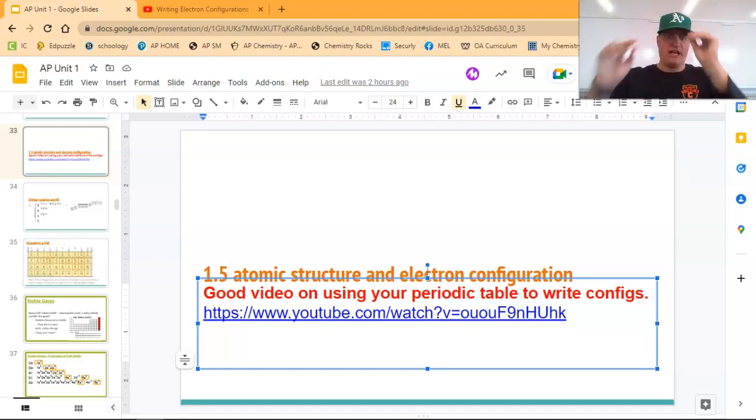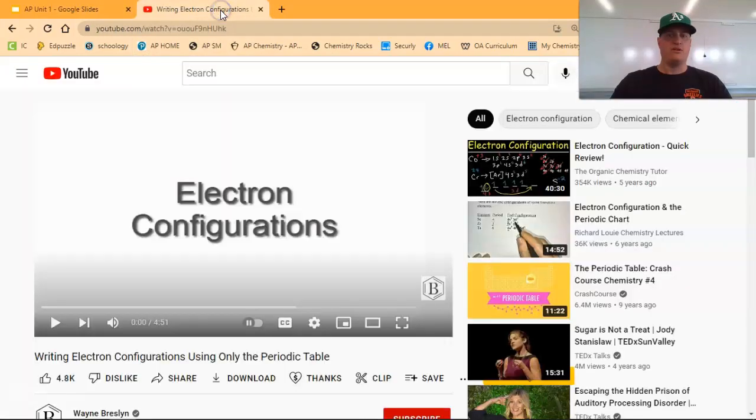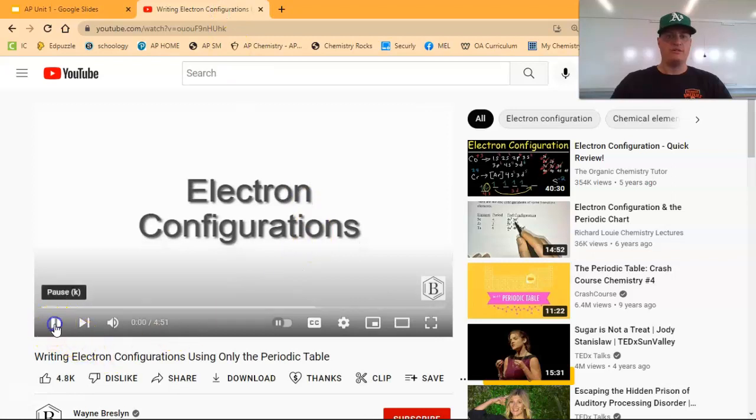Well, let's take a look at atomic structure and electron configuration. I found a brief video that I thought we could watch together to help us remember how to do electron configurations in a very simplified manner that would get the point across pretty straightforward. So let's take a look.